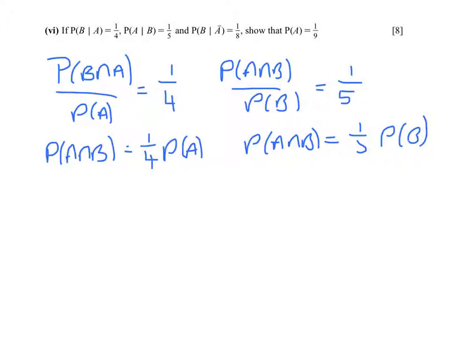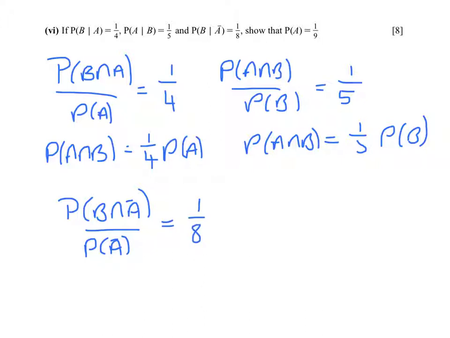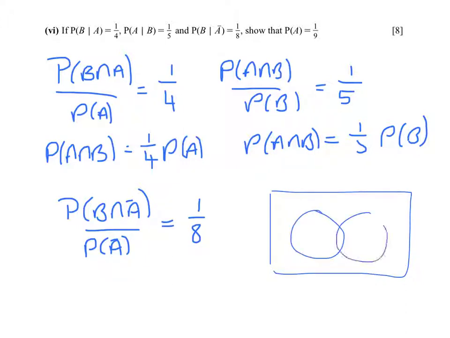Look at the third formula then: the probability of B and not A happening divided by the probability of not A is 1/8. I'm going to sketch a Venn diagram, and if I draw A and B in it, the probability of B happening and not A happening is the shaded area. So it's the probability of B minus the probability of A and B happening.